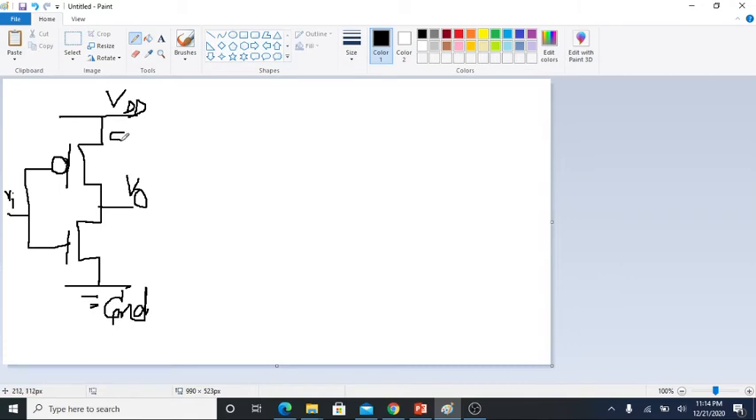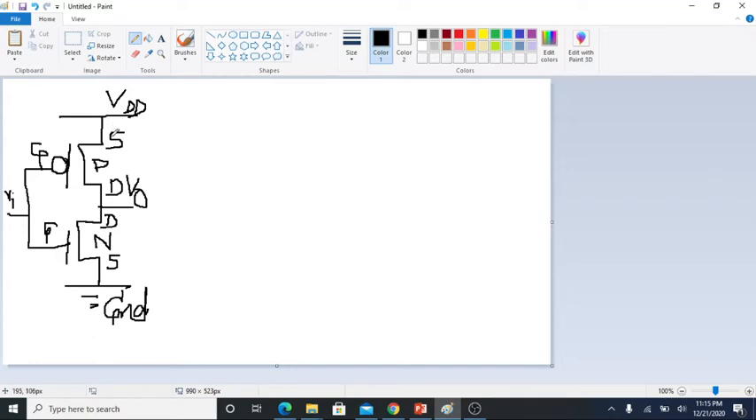So for PMOS, this will be the source terminal, this will be the drain, this will be the gate. Again this will be the gate, this one will be the drain, and this will be the source. Now, how did I mark this? Because for a P transistor the current flows from source to drain, and for an NMOS transistor the current flows from drain to source.